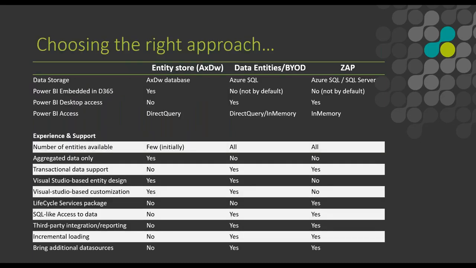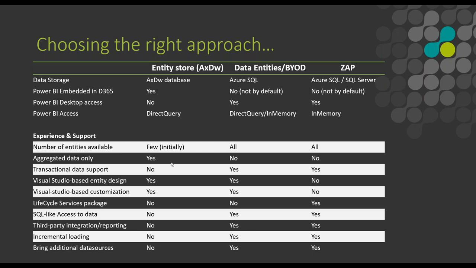So just a couple more slides in terms of choosing the right approach. This is probably something better viewed and digested on the recording. There are great options. The entity store underneath F&O is certainly going to give you some good options for having an integrated experience for your F&O users, without a doubt. Beyond that, you probably need to look at things like BYOD or even the ZAP solution, and Rich will drill into that in just a moment. There are certainly some differences and some caveats.